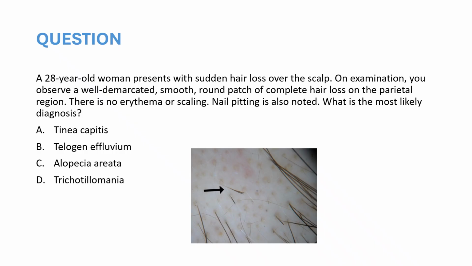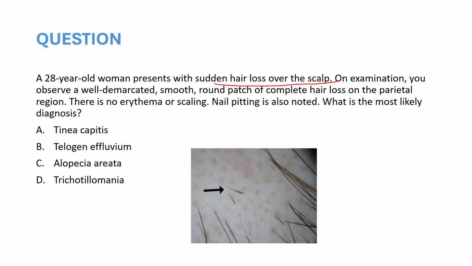Okay, now we'll discuss a question. A 28-year-old woman presents with sudden hair loss over the scalp. So it is about hair loss. Hair loss means alopecia. It can be a scarring alopecia or non-scarring alopecia. So from the question, we'll see if it is a scarring or a non-scarring alopecia because the etiology is different for both.